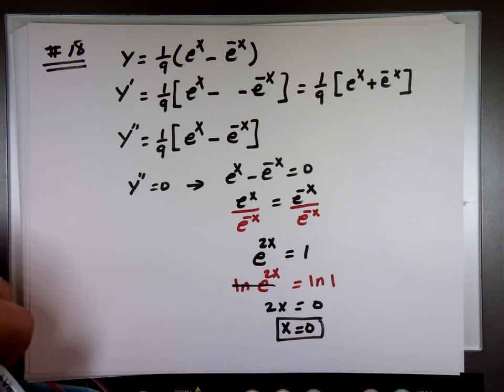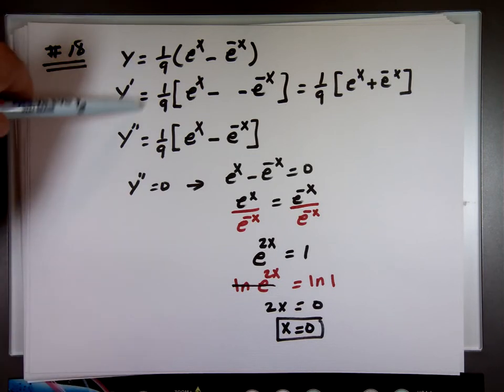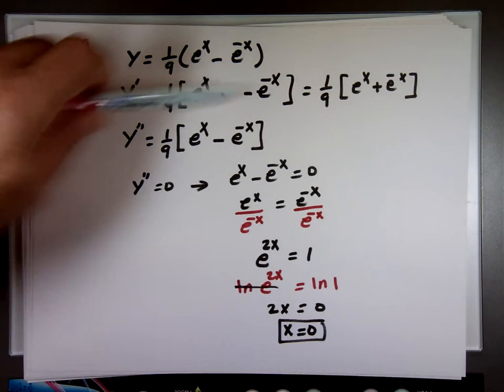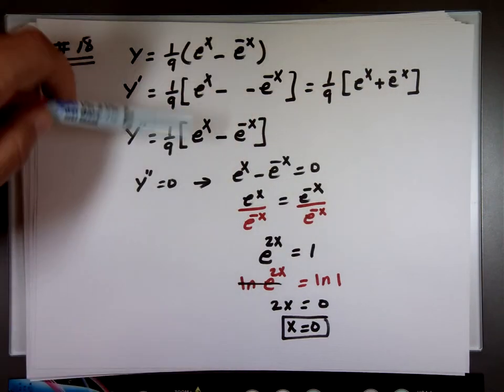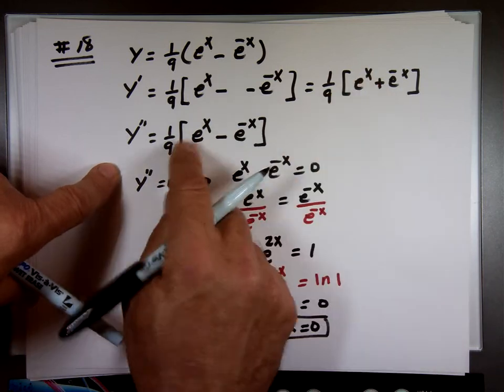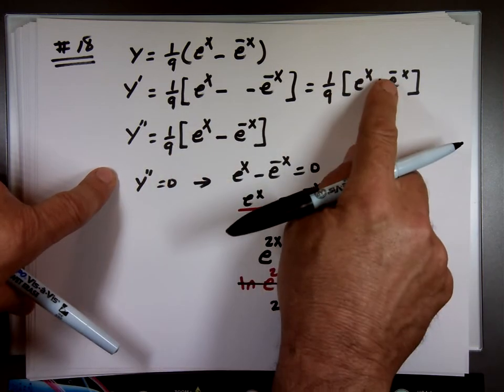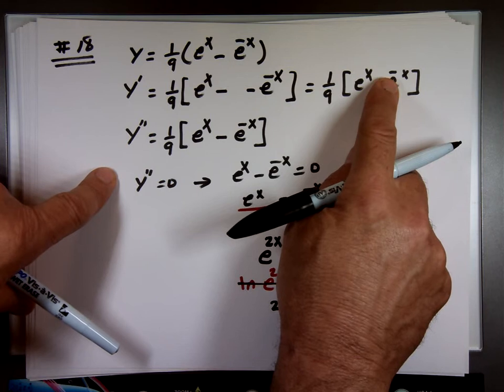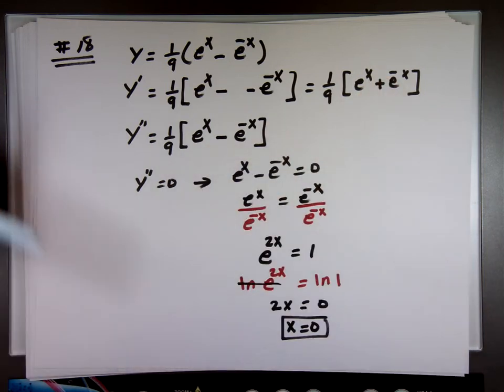Why are you going from e to the x plus e to the negative x to e to the x minus e to the negative x? Where? From your first derivative to the second derivative. Here? This one to this? From there to there, yeah. Take the derivative of that. Derivative of e to the x is e to the x. And this is minus, because that's the u there. Oh, right? Okay. Yep. So we only have one critical value here.